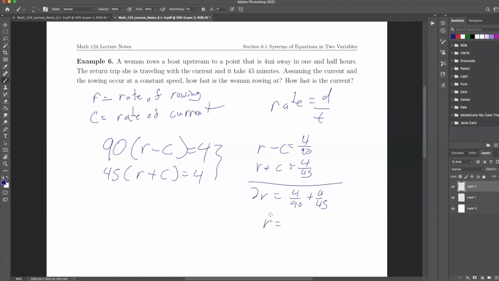Once you solve this out, you get the rate equal to 1/15th, right? So 1/15th of a mile, remember that? And then you solve for C, and you get C equal to 1/45th. And so that's miles per minute. And if you want, you can multiply by 60, and you'll get 4 miles per hour, and then whatever this one ends up being. So that's how you solve that. But I'm not too worried about this one. I want to do the other one.